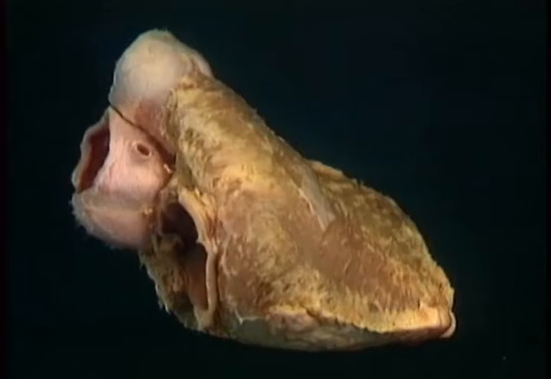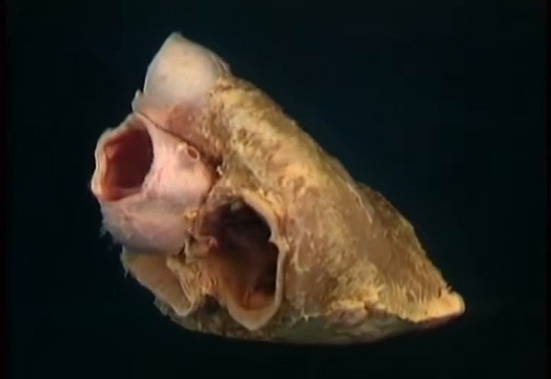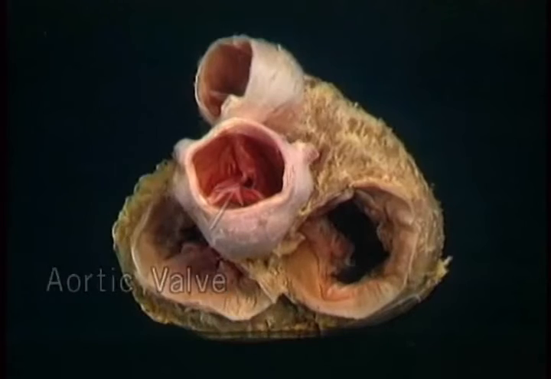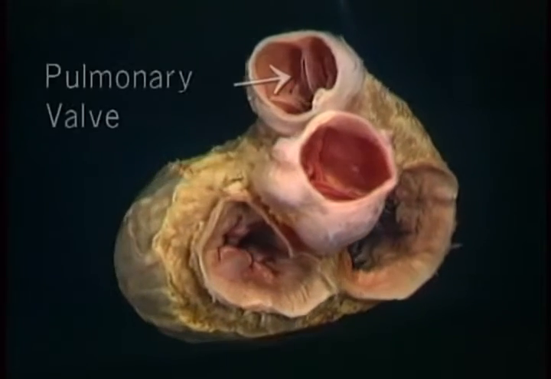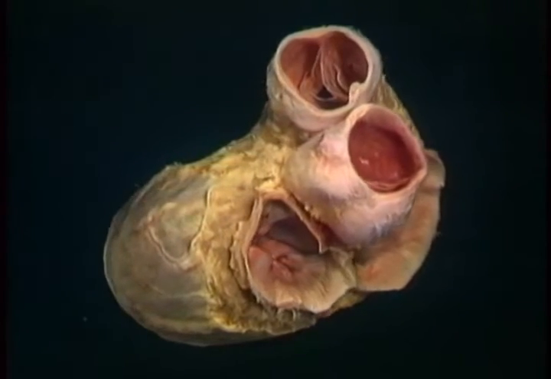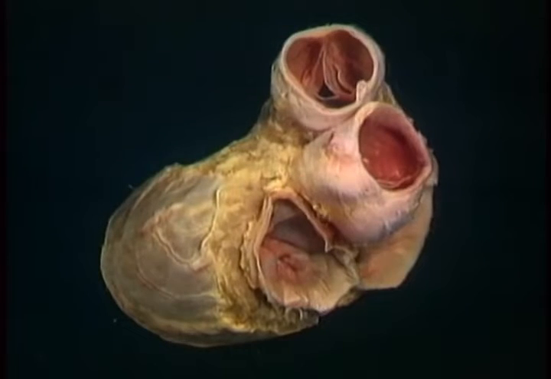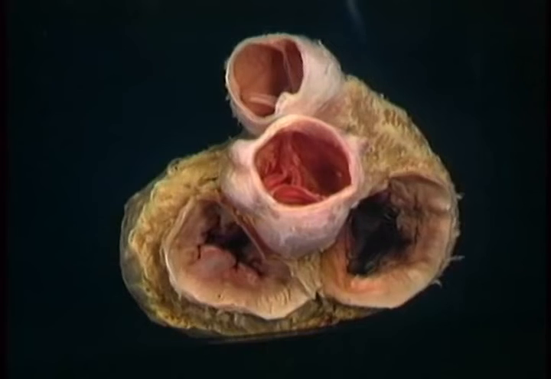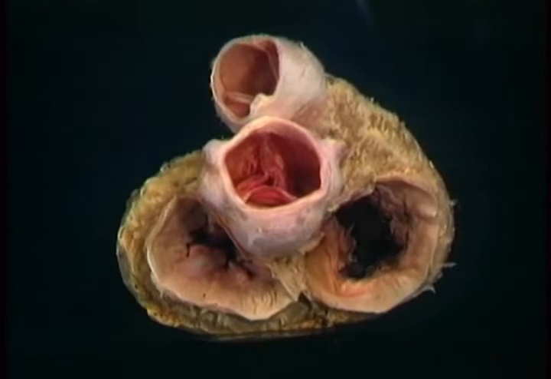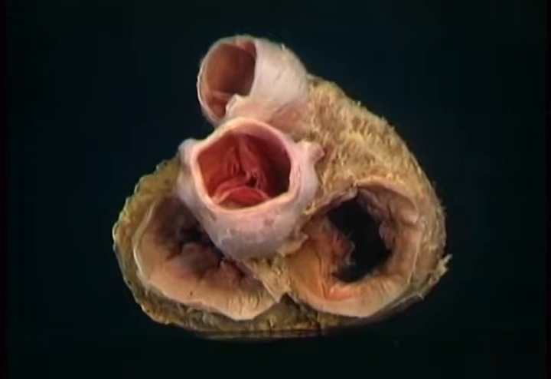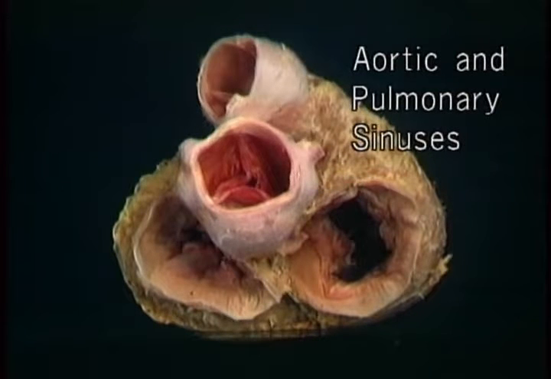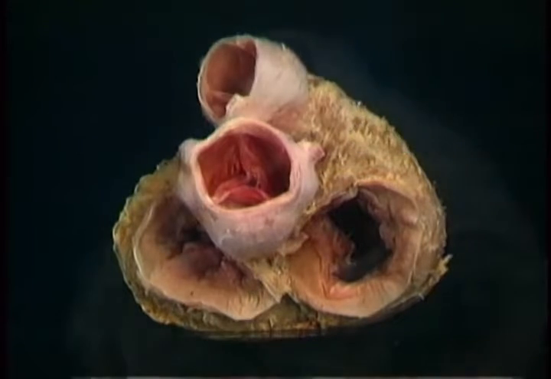Here are the two ventricles, dissected so that we can see the outflow valves. Here's the aortic valve. Here's the pulmonary valve. Each has 3 cusps. The pulmonary trunk and the aorta are markedly dilated at their origins. On each vessel, the dilatation consists of 3 bulges, or sinuses, whose position matches the position of the valve cusps.